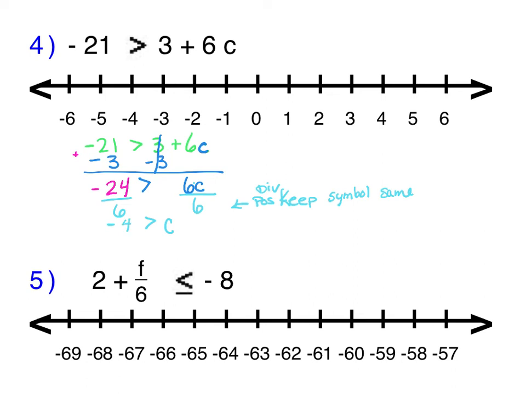Well, again, my variable, which is c, is on the right, so we got to be careful. So I'm going to actually flip it. So I have c, and it's pointing to c, so I'm going to flip that as negative 4. All right, so on negative 4, I'm going to put a circle there. It is not equal to it, so I don't color it in. And it should be everything less than negative 4. Let's go on to number 5.